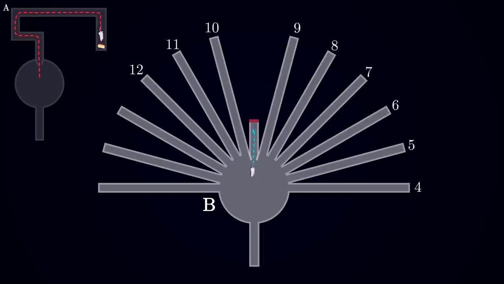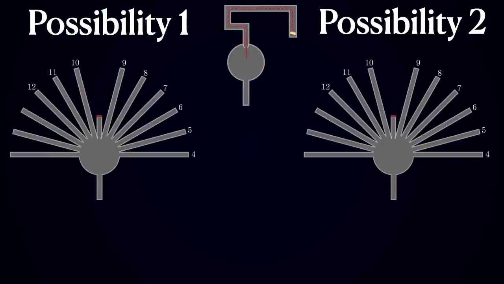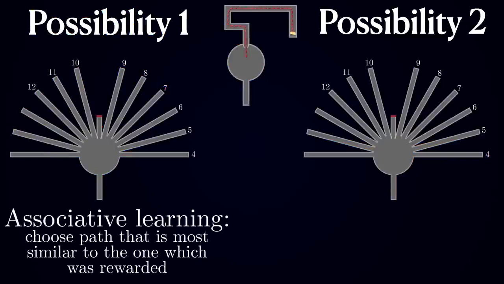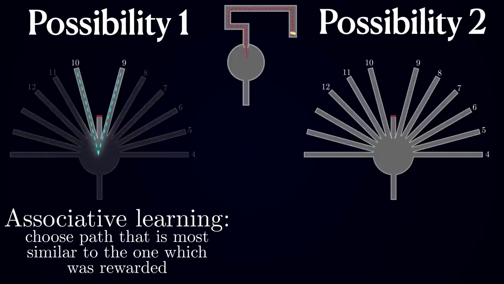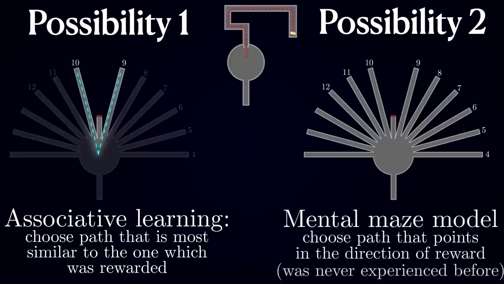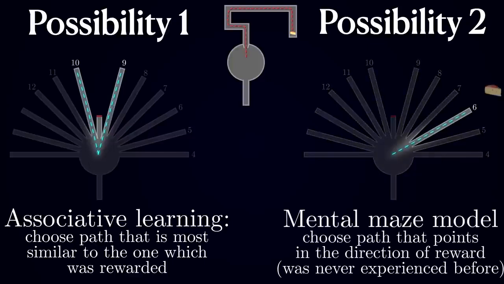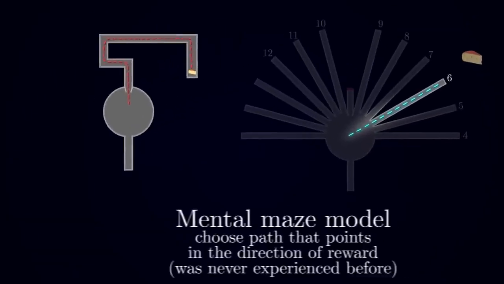Now the animal is faced with a choice. Which alternative path to pursue instead? Let's think about possible scenarios. One possibility is that rats learn by associations, which means that they would take a path that was most similar to the one that originally led to food, either path 9 or 10. If, however, animals had some sort of internal map of the spatial layout, they would choose path 6, which pointed in the direction of food, but which had never been experienced before, so it's not directly associated with reward. And indeed, this is what's usually observed in real life.